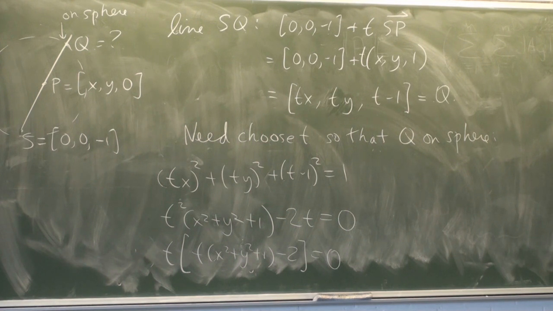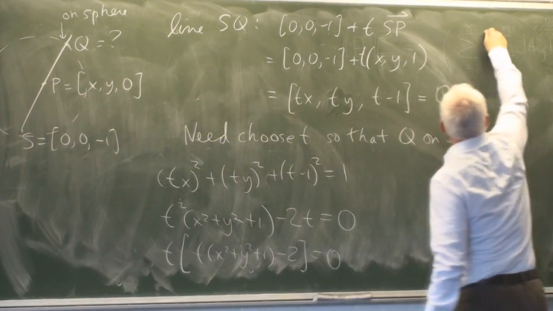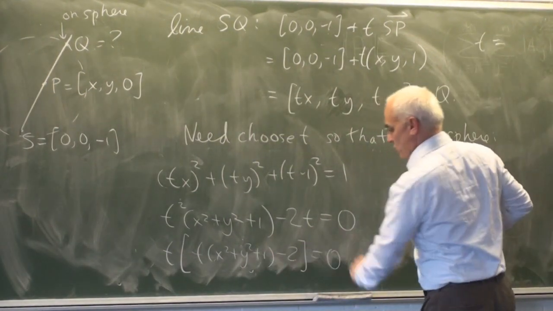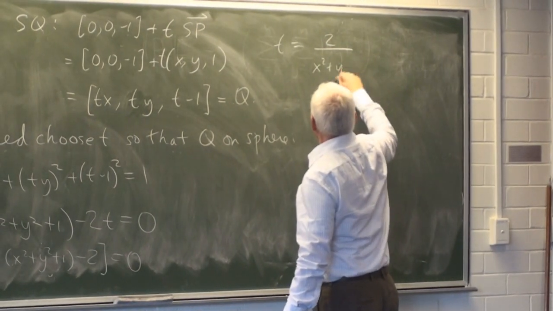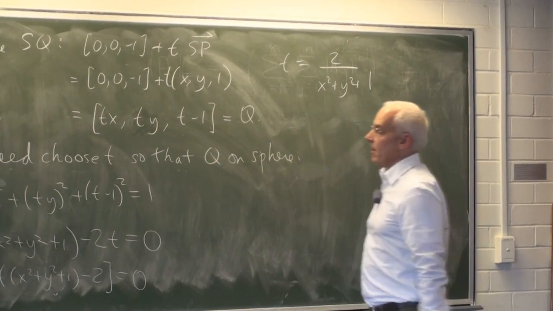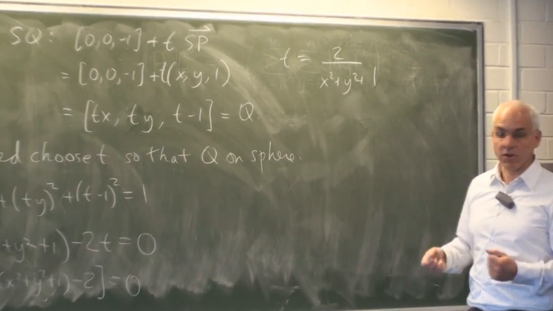But it's still not too bad this way, and corresponds to the usual way of thinking about it, but you're quite right. Okay, so we now know what T is. T is going to be 2 over x squared plus y squared plus 1. And then we can immediately substitute into here, so we get our formula for Q.